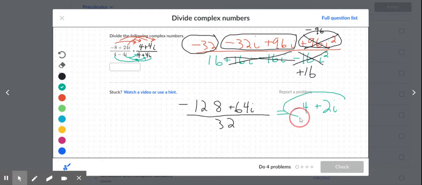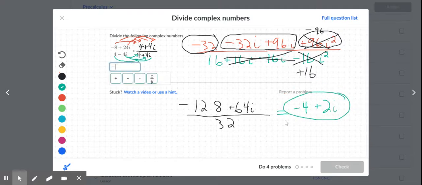And that's our answer. When we divide complex numbers, we're going to end up with a complex number. All right, kind of a long process. Take your time. Feel free to rewind, redo this video. You can also always watch a video or use a hint from Khan Academy as well.